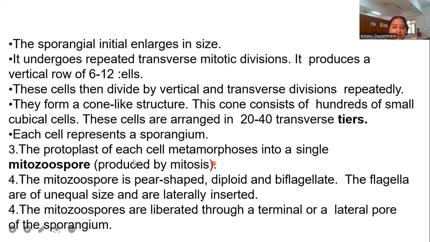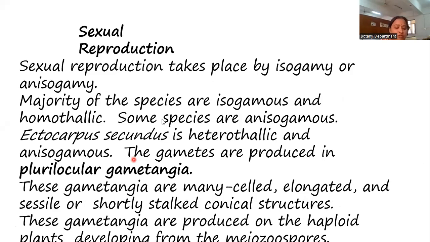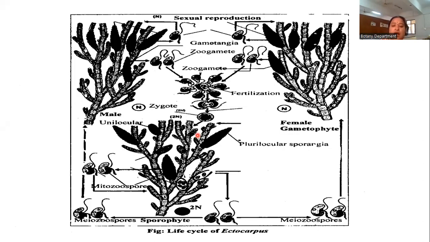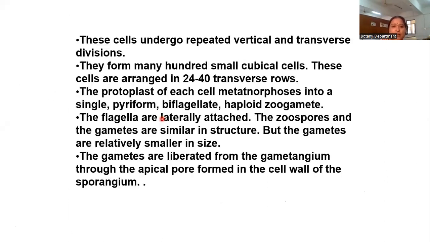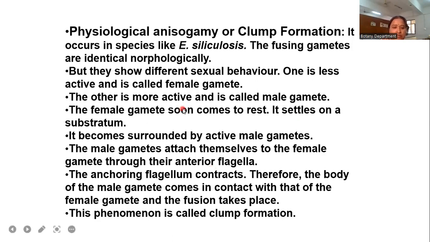This one is the sexual part. In Ectocarpus, the majority of species show isogamous and homothallic sexual reproduction. But the most important species, Ectocarpus pulchellus, Ectocarpus globifer and Ectocarpus siliculosus, are monoecious. Taking Ectocarpus siliculosus, the zoogametes are physiologically anisogamous. What type of sexual reproduction can you observe? Physiologically anisogamous sexual reproduction.